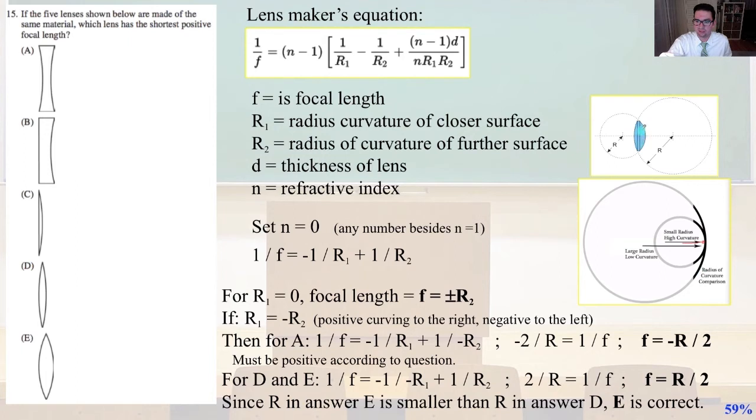Again, here's another really nice example here. You can see the smaller circle's radius of curvature is right here. You can see the larger circle, the larger radius, its radius of curvature right here, and you can clearly see that the radius of curvature for the larger circle is smaller than the radius of curvature for the smaller circle. And so we want the thing that has the larger radius between D and E. E has obviously a larger radius than D, so we are going to go with answer E.